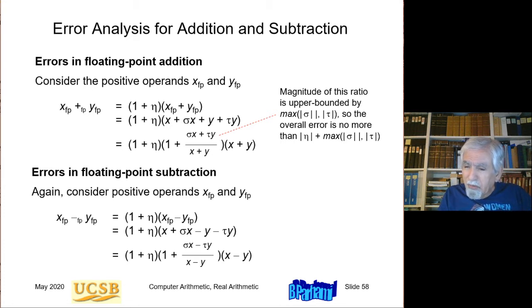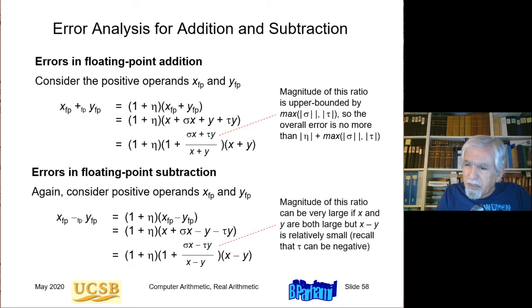So the error is significantly amplified. Instead of having sigma in this term, which we had up here, we will have 2 million times sigma. So floating point subtraction, or floating point addition with operands of different signs, can potentially introduce very large errors in the results.